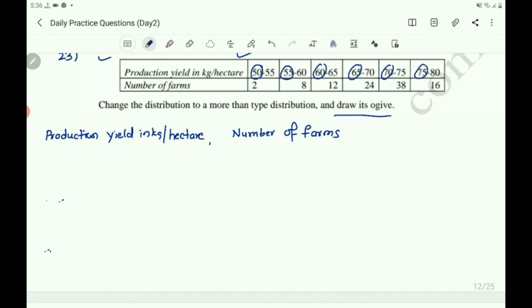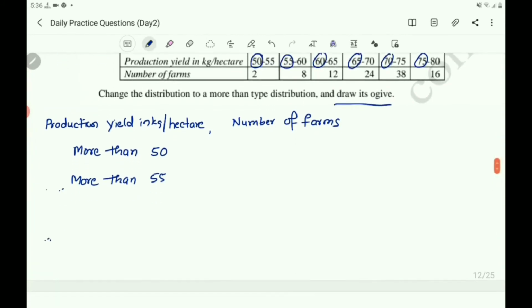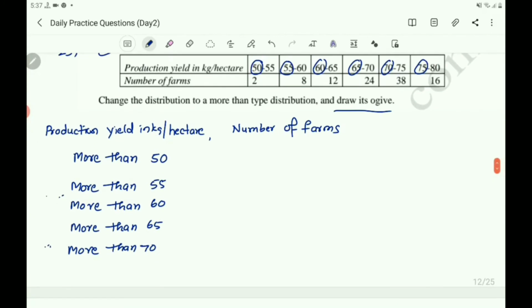So first you take more than 50, then more than 55, then more than 60, and more than 65, more than 70, and more than 75.